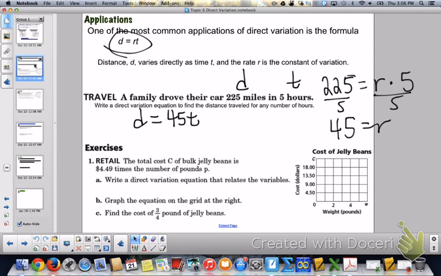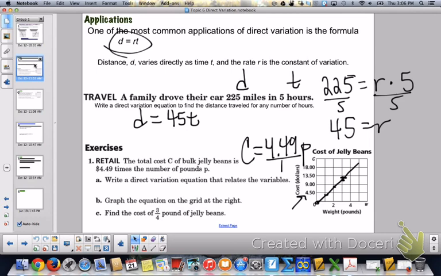In the retail one, the total cost of bulk jelly beans is 4.49 times the number of pounds. So cost equals 4.49 times the number of pounds P. That's your direct variation equation. Okay, now graph it. When we graph it, it always goes through 0, 0. And then this is your slope, right? 4.49 over 1. Up 4.49 over 1. Pay careful attention to what your values are on your intervals.